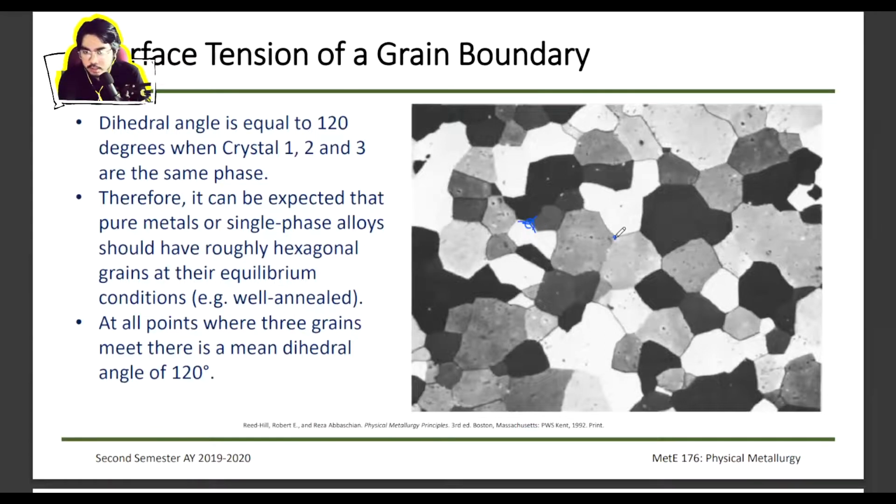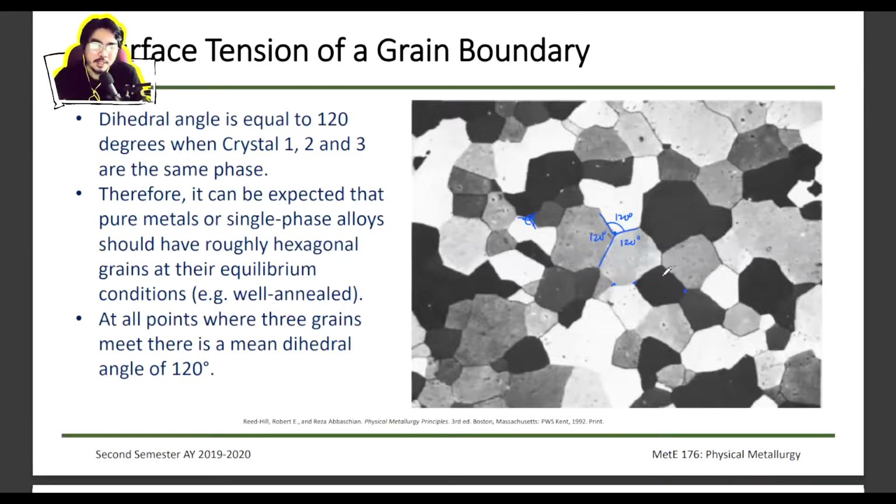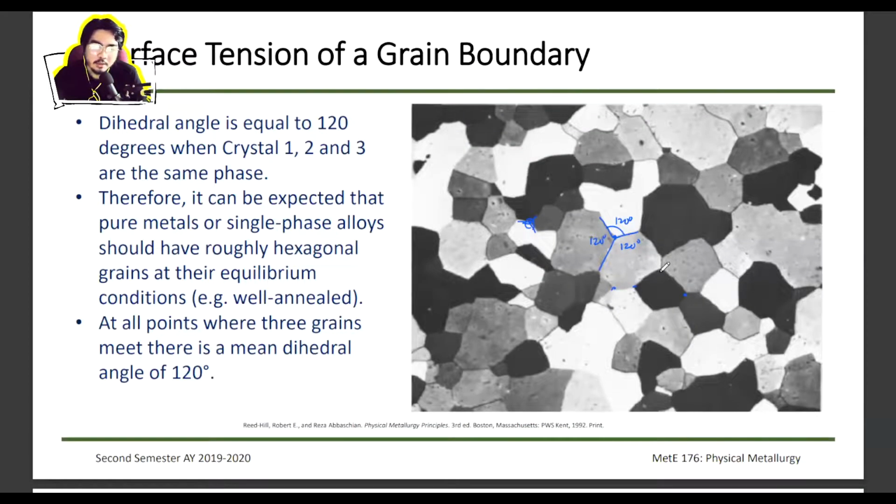Tapos ito, kahit take a random dihedral angle, no? Ito, 120 din yan. So yun yung natural tendency ng mga materials that are in equilibrium. If you leave it for a long enough time, eventually they will form parang mga ganitong shape, no? Parang medyo hexagonal shape siya. Tapos yung boundaries nila will always form triple points that have a dihedral angle of 120 degrees.